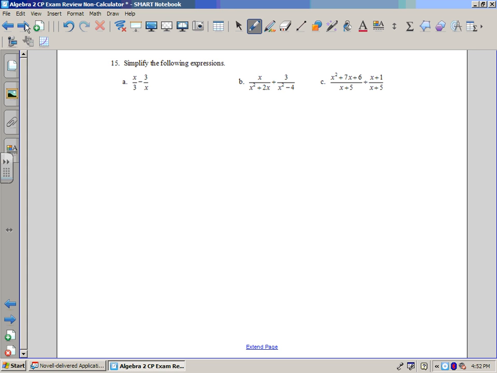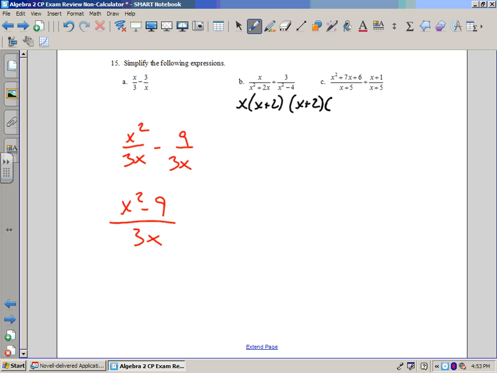15. Simplify the expressions. I'm going to multiply a by x, and so I'll get x squared over 3x. On the right-hand side, I'm going to multiply by 3. 3 times 3 is 9 over 3x. And so I end up with x squared minus 9 over 3x. For b, I can factor x squared plus 2x as x times x plus 2. I can factor x squared minus 4 as x plus 2 times x minus 2.